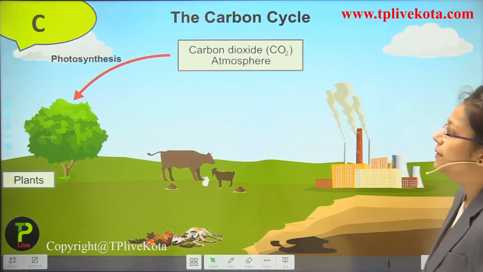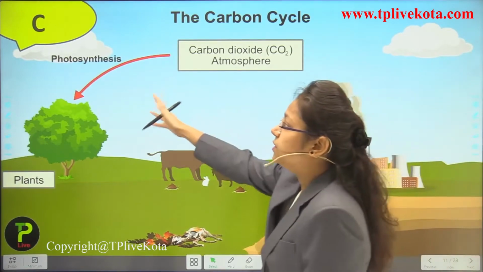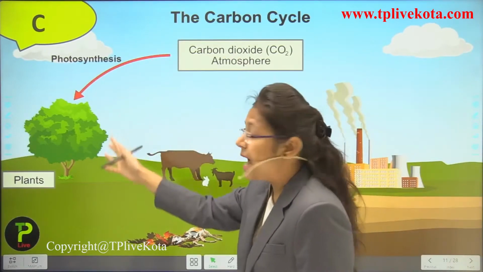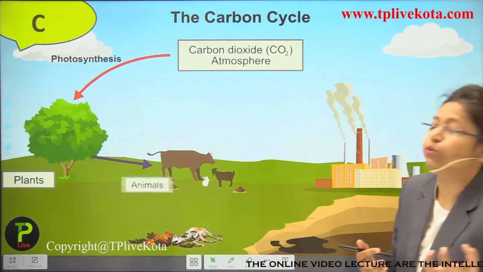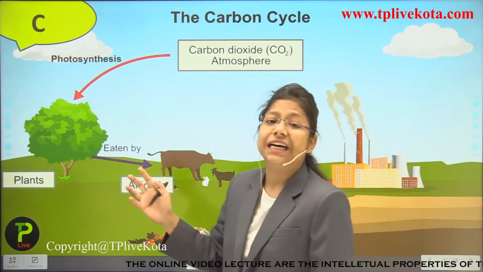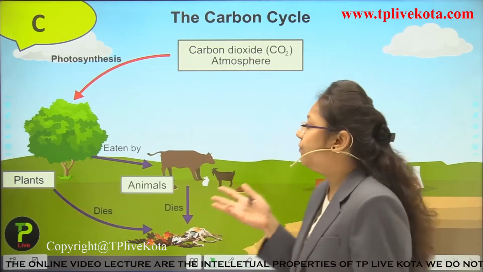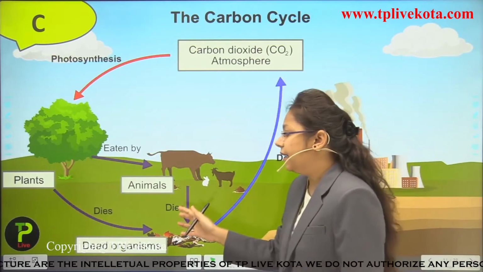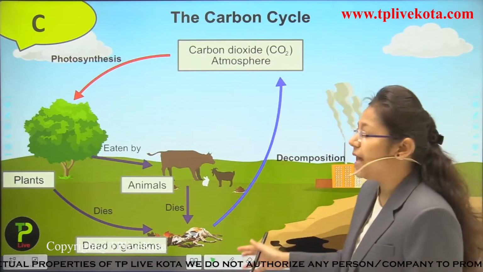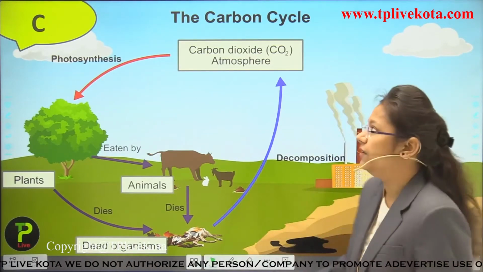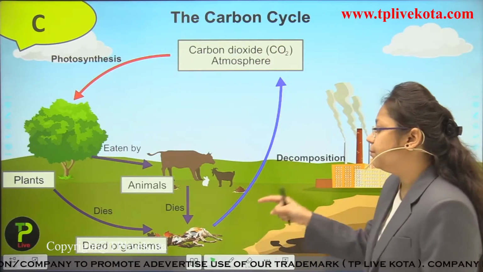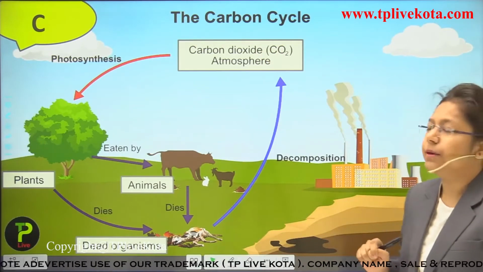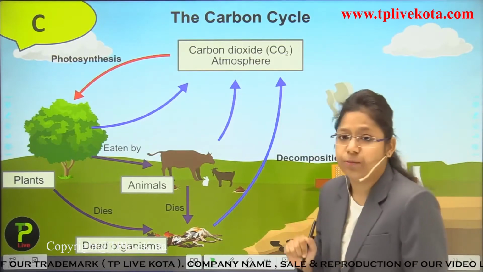Now what will happen, students? In the first step, photosynthesis will take place in the plants. The plants will do the process of photosynthesis, and what will they produce? The food which is eaten by the animals. Now what will they do? They will die and decompose, forming organic matter and releasing carbon dioxide, which goes back to the atmosphere. Now the decomposition process releases carbon dioxide, which goes back to the atmosphere.